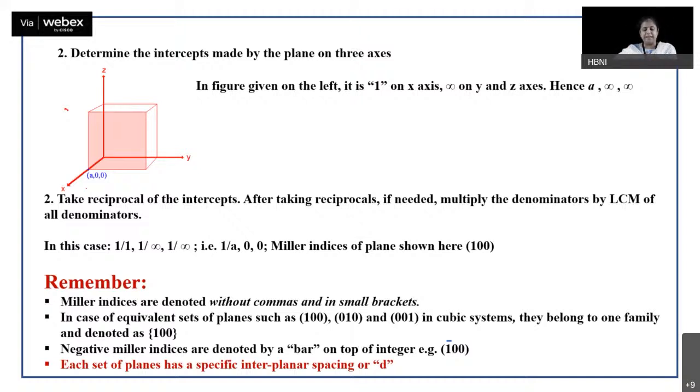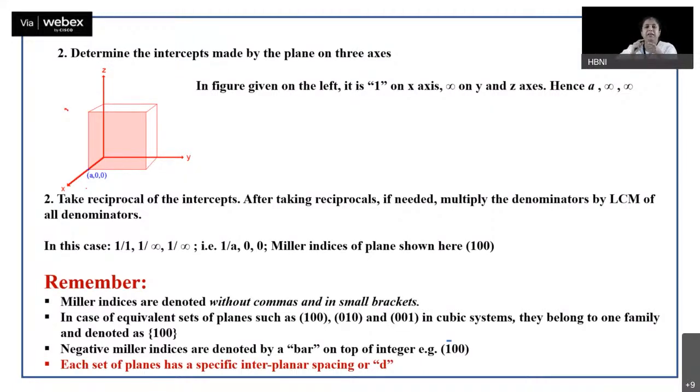In case you have an equivalent set of planes, what do I mean by it? Suppose you have a cubic system. In a cubic system, A is equal to B is equal to C. That means the three lattice parameters I can also denote as A. That means the intercept of 1 on A will be equal to the intercept of 1 on B, and this will be equal to the intercept of 1 on C.